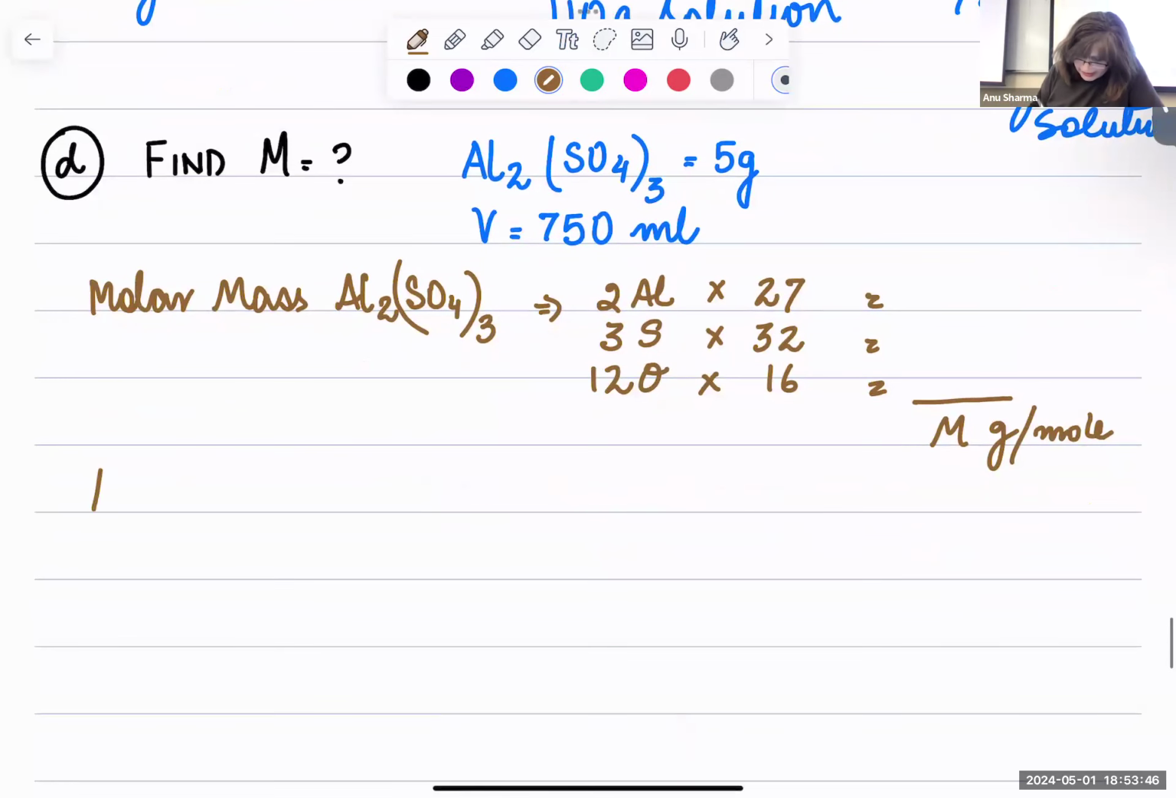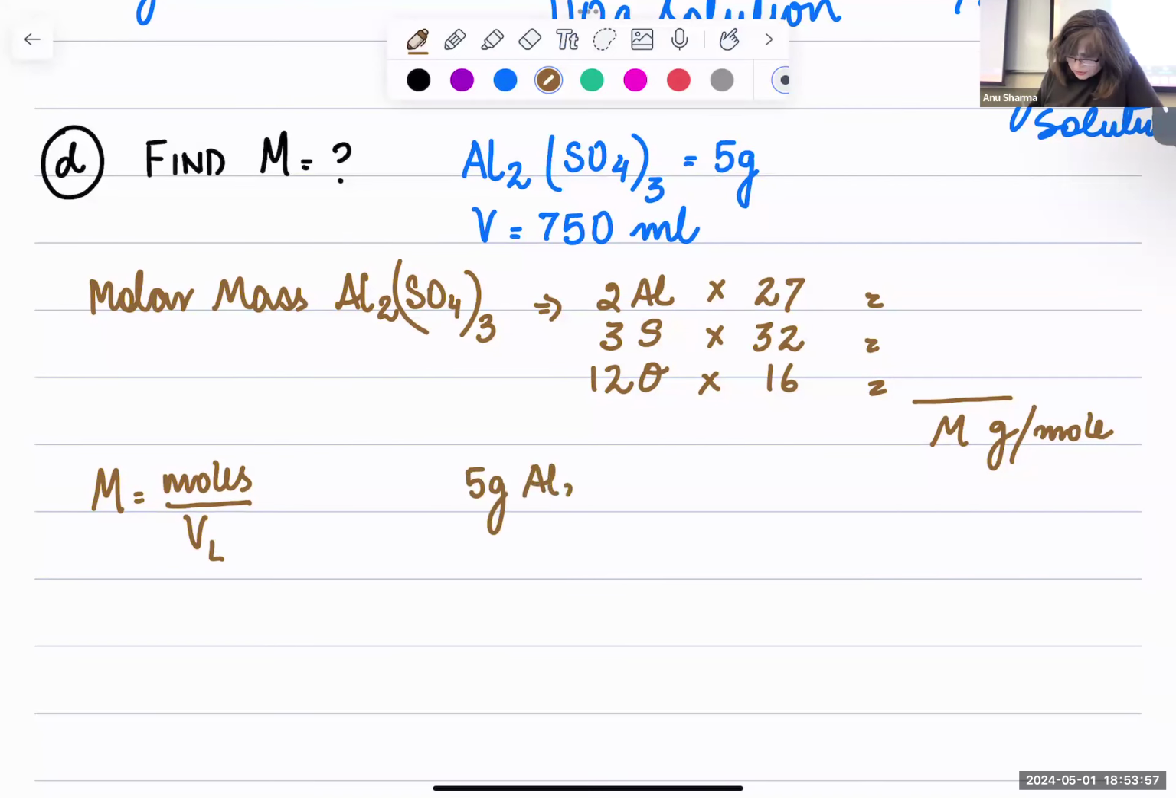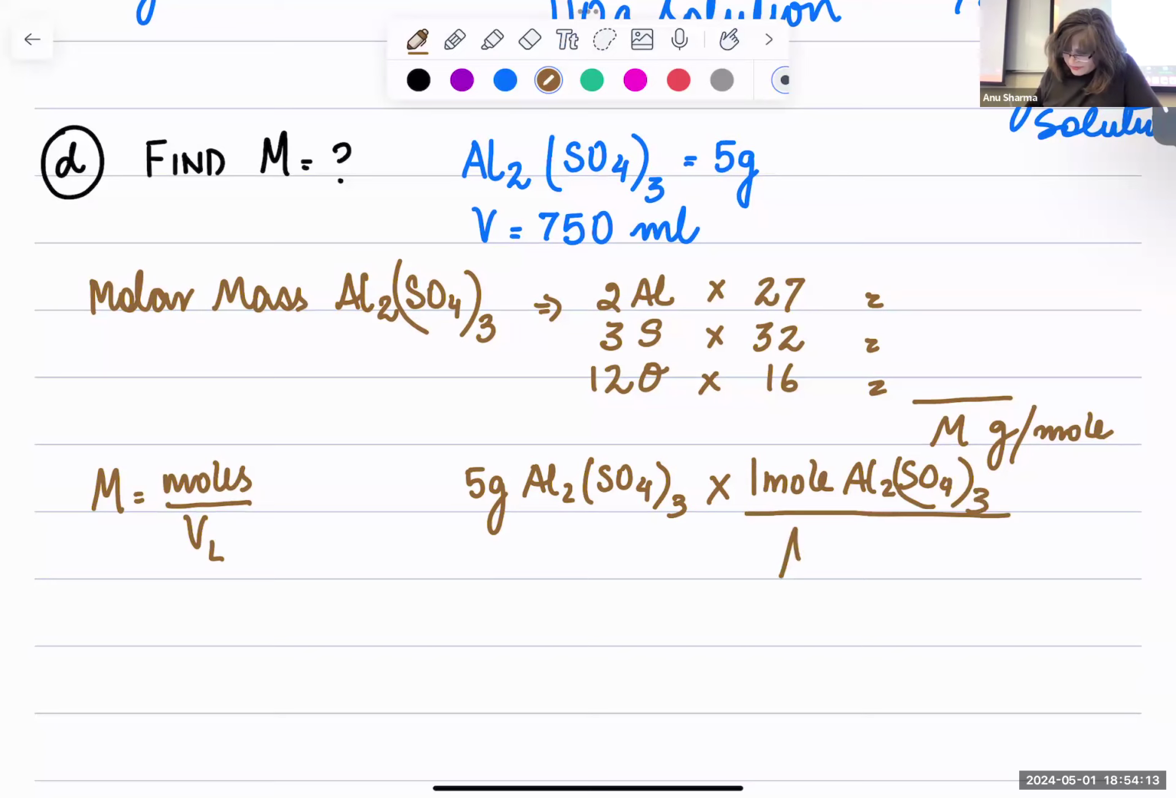Next is molarity, which is equal to moles over volume in liters, right? But we are given 5 grams of Al2(SO4)3. You convert it into moles. So 1 mole of Al2(SO4)3 divided by the molar mass.